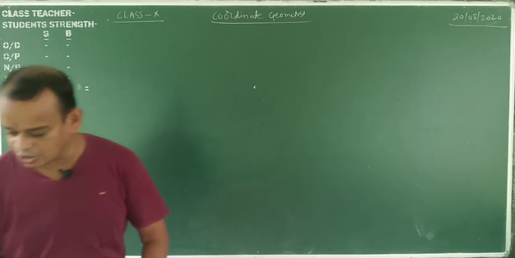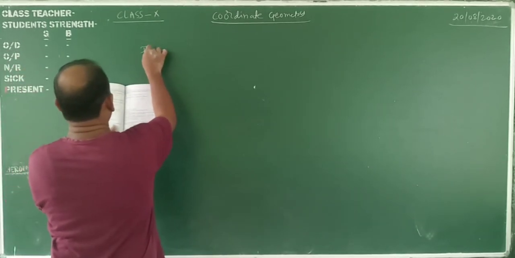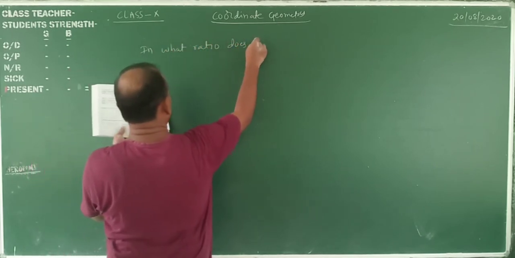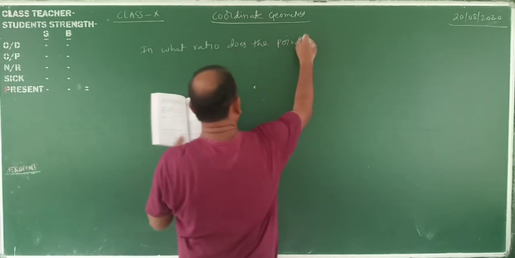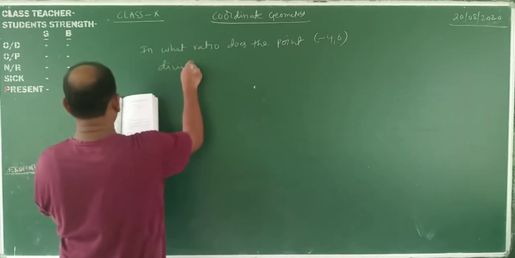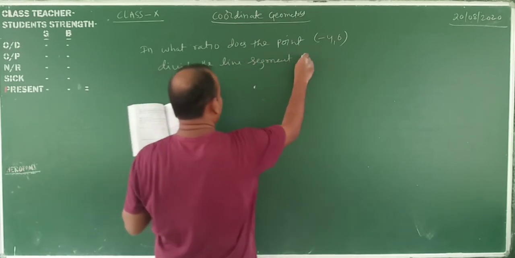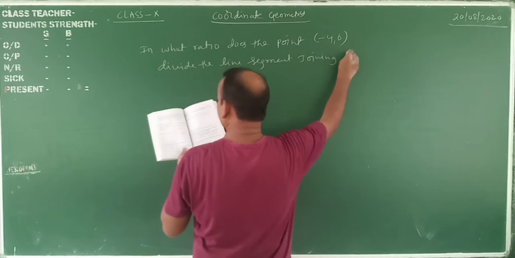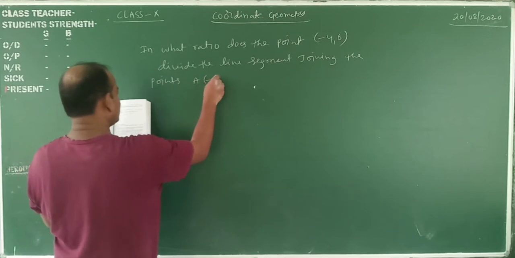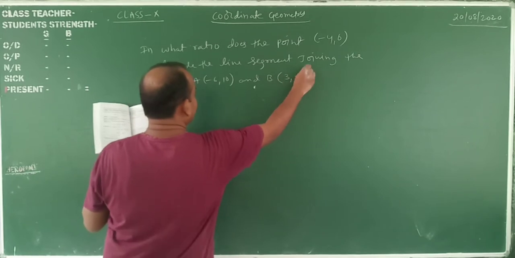Now we are going to the next problem. In what ratio does the point (-4, 6) divide the line segment joining the points A (-6, 10) and B (3, -8)?